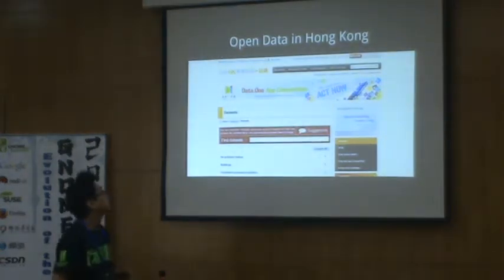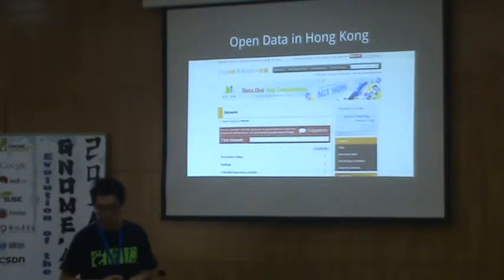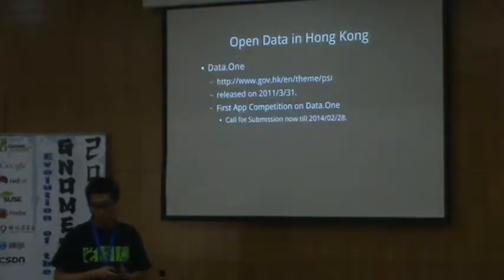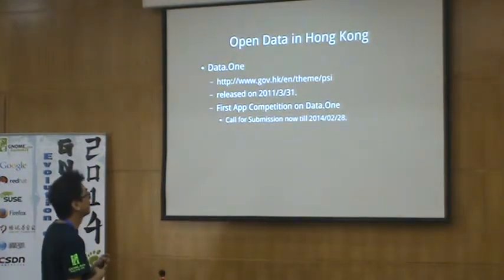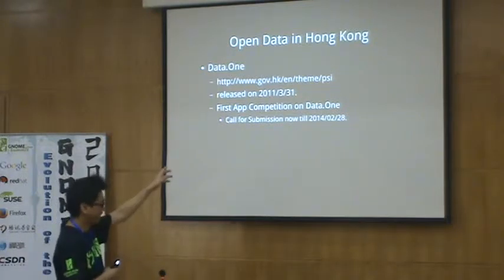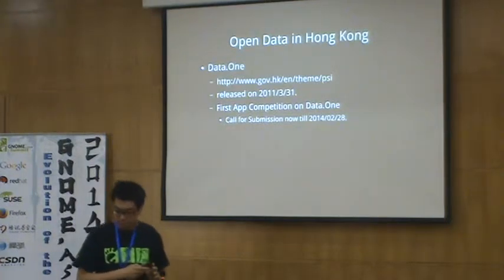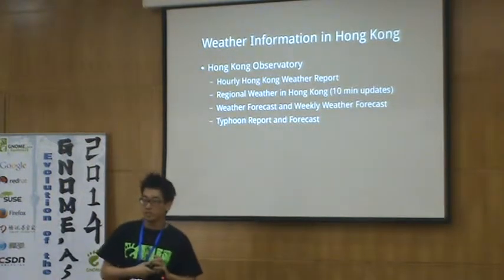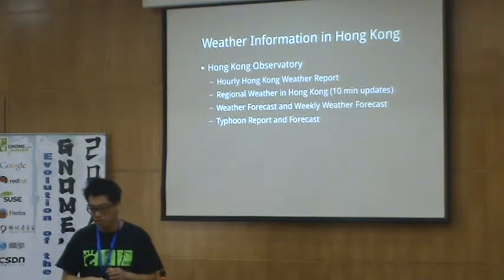So in Hong Kong, the Hong Kong government launched the open data set, I think, three years ago. And also they have a competition, actually the second competition in Hong Kong this year. And they have weather information provided by data.one, the open data dataset in Hong Kong.